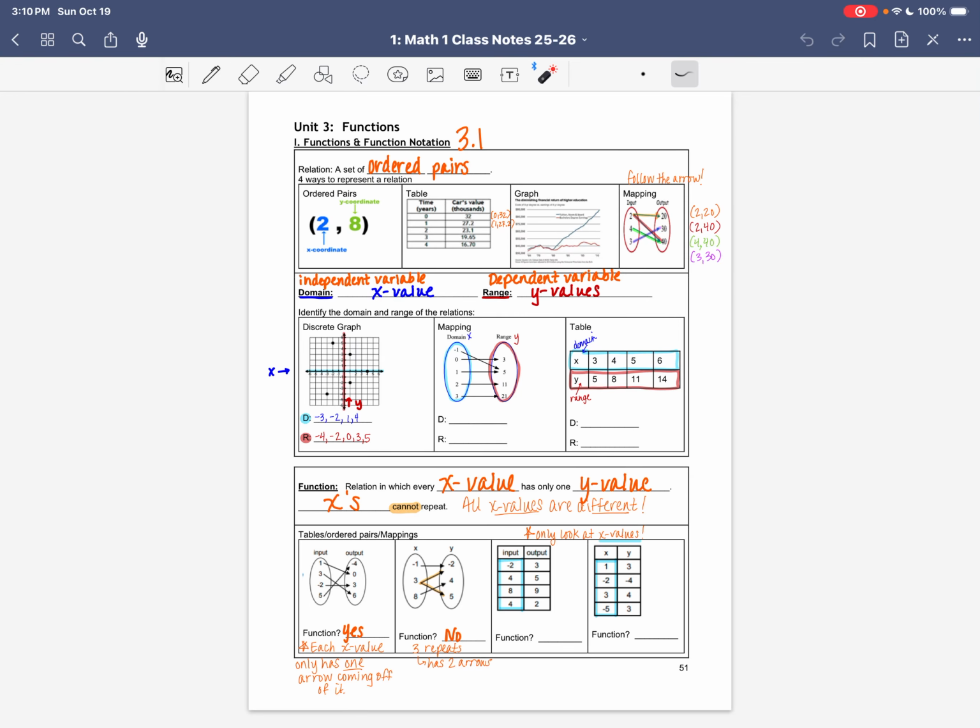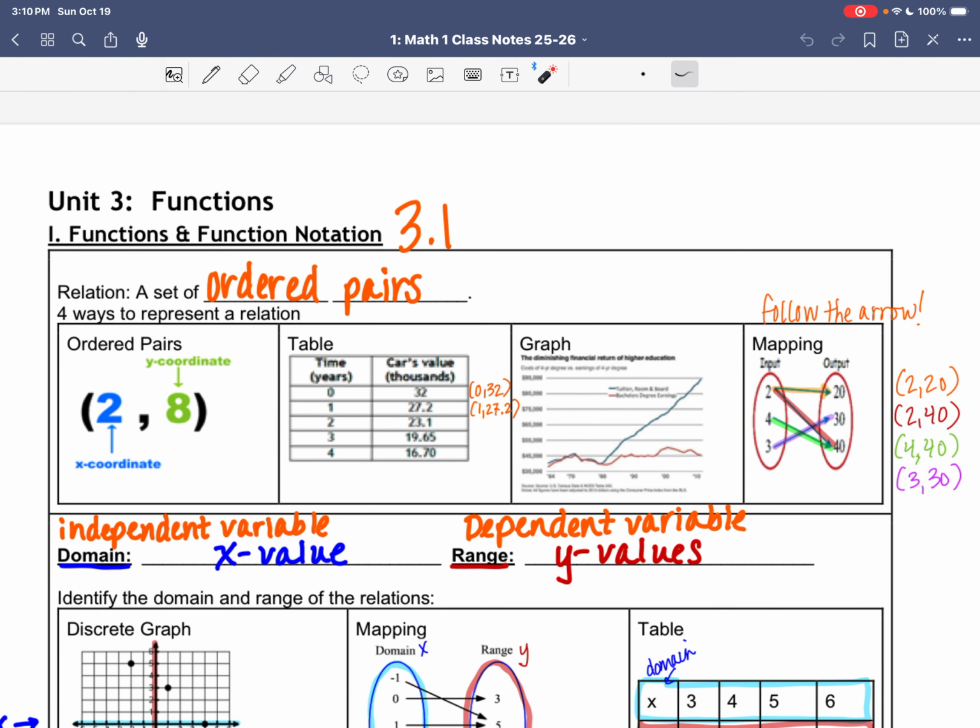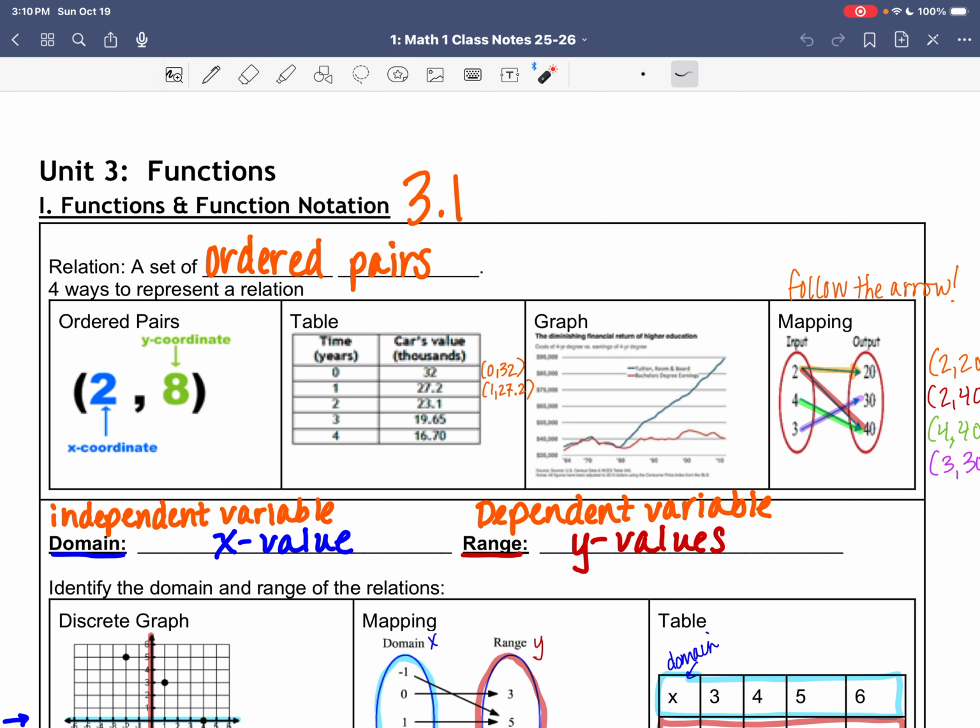All right, today what we're going to be talking about is functions and function notation. So let's go ahead and get started. So first off, some important information is a relation. That's a set of ordered pairs. So you can represent it different ways.